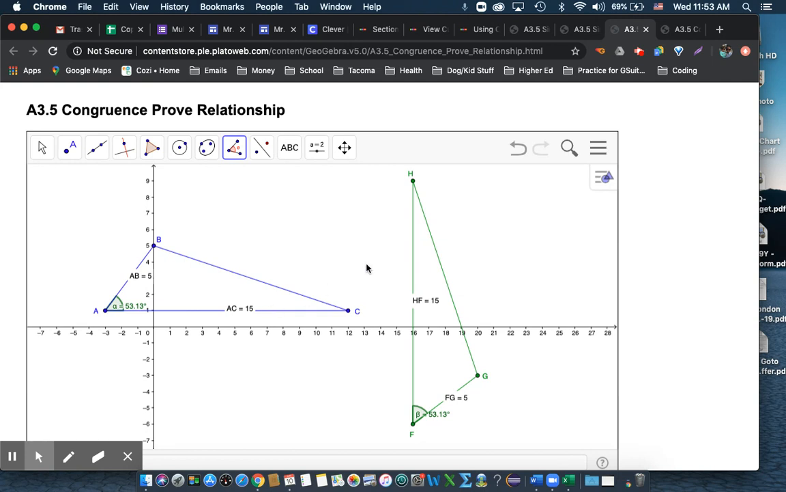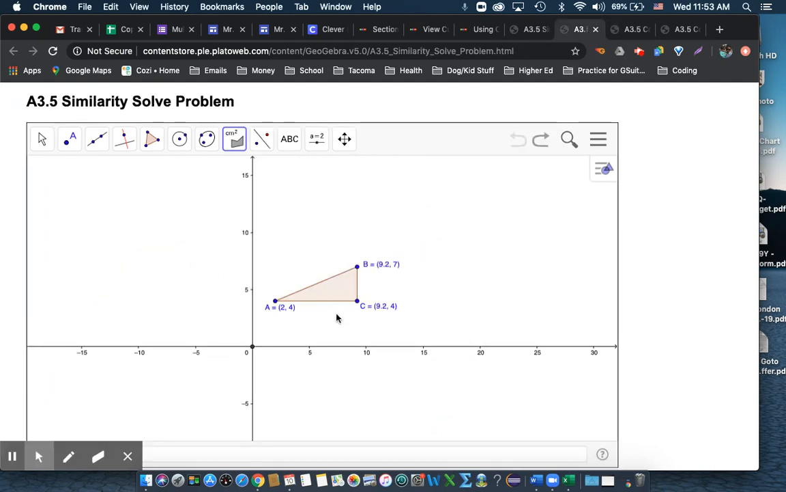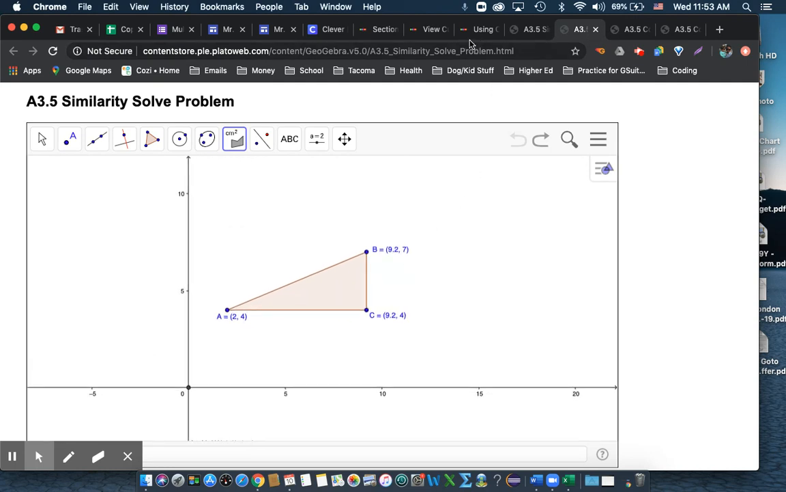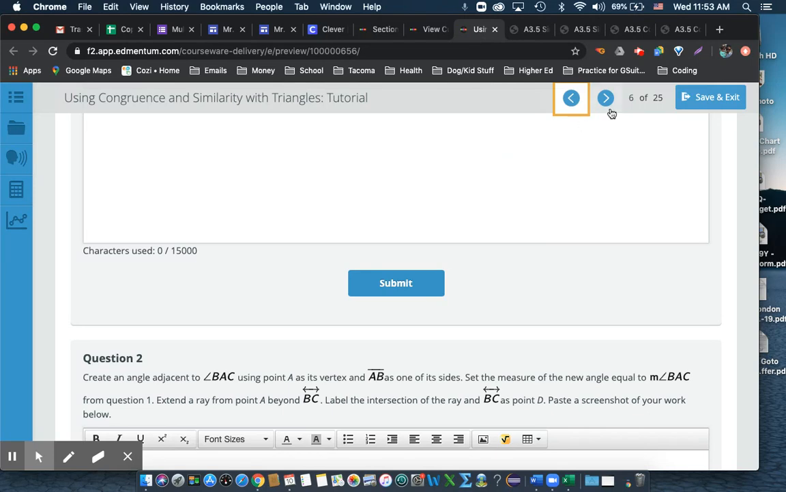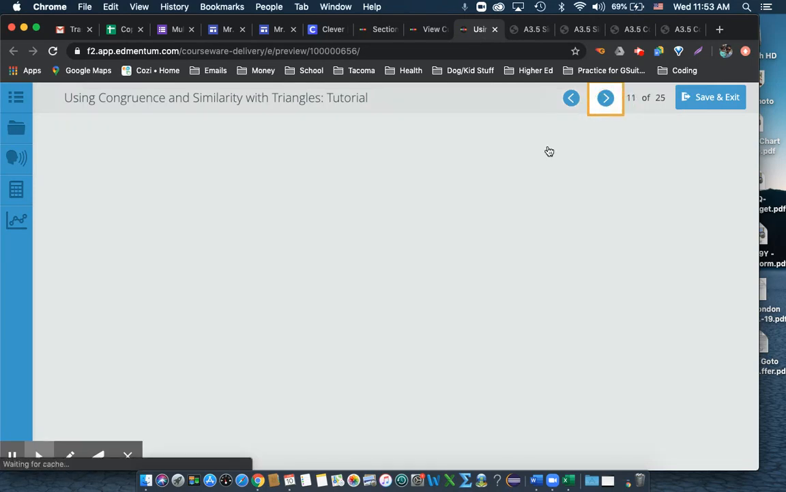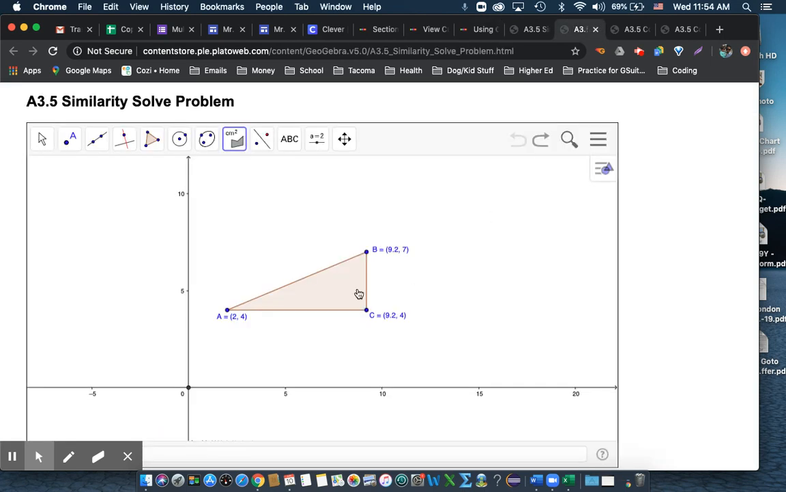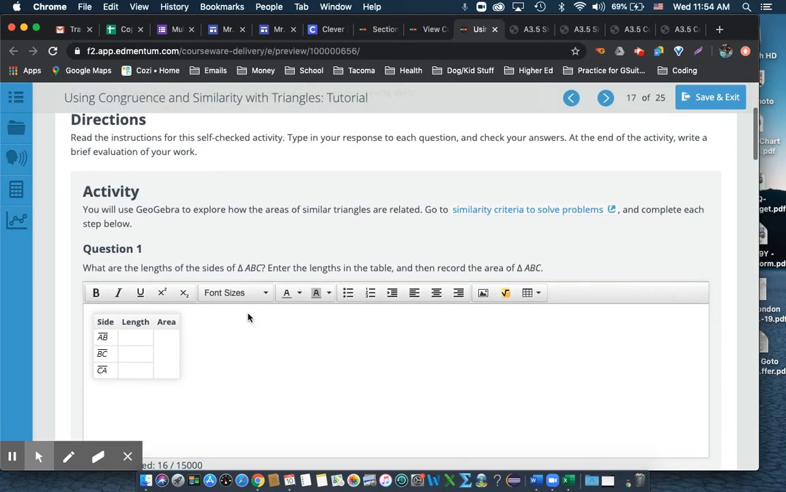So that is kind of the second congruence one. The third activity you go through is area. Now this one can be a little tricky. Let me see if I can find the area slide really quick here. All right, here it is. It's on slide 17. So slide 17 will give you this. The first thing they ask us to do is to find the length of these three sides, and then also find the area.